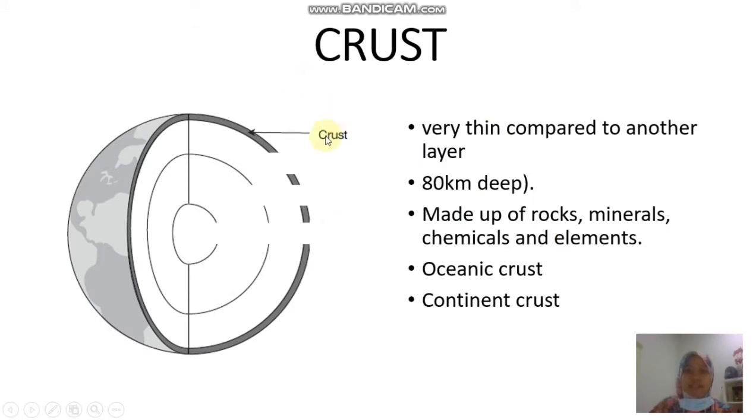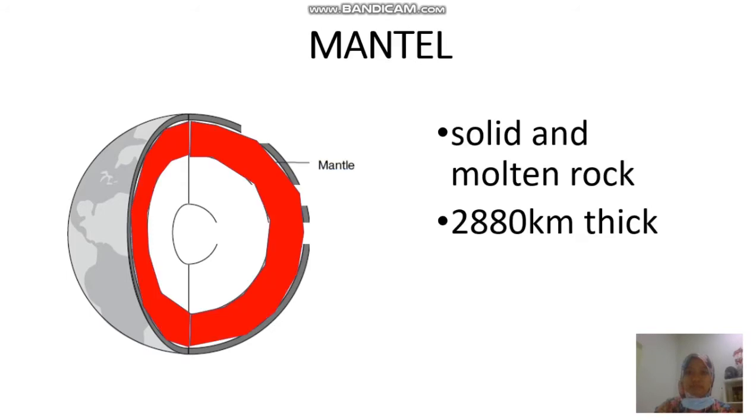Okay, what is crust? Crust is a very thin layer compared to the other layers, and the depth is only 80 kilometers. It's made up of rock, minerals, chemicals, and also elements. So crust is where we live on, and it consists of 2 types, oceanic crust and also continental crust. Oceanic crust is the ground under the water, and continental crust is the ground where we live on right now, above the water.